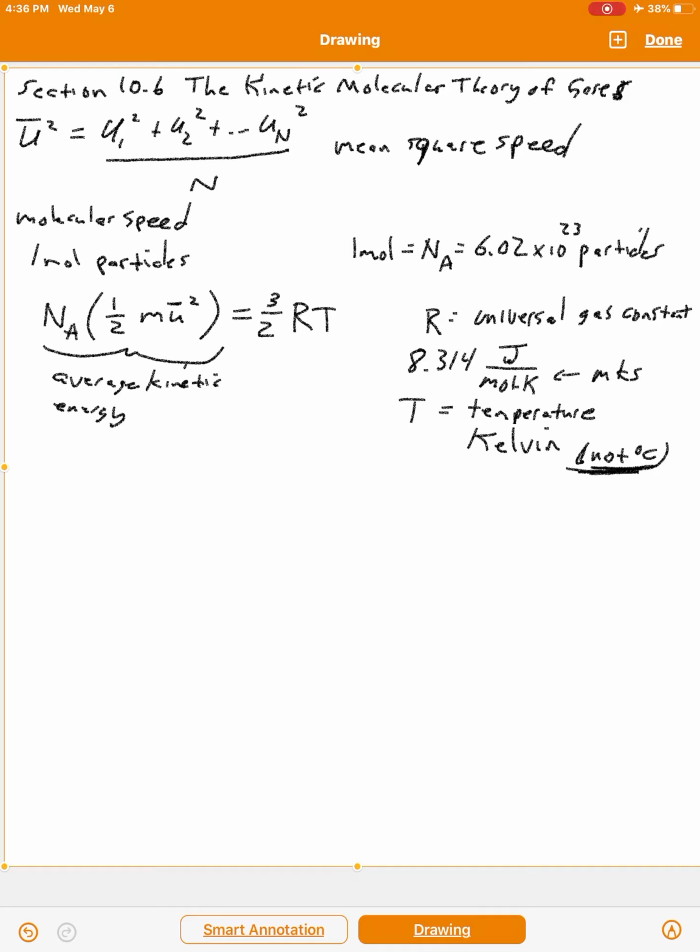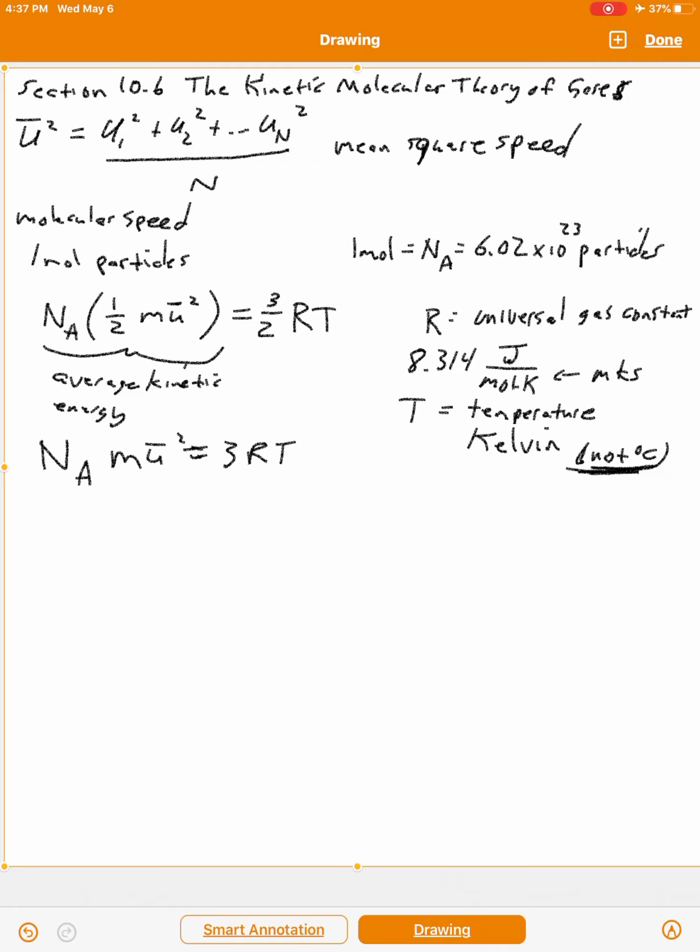So what if we did the following? What if we pointed out that N sub A is a mole. And so I took this equation here, and I notice that there's a half on the left and there's 3 halves on the right. So I can get rid of the half, right? So that would be N sub A times m u bar squared equals 3RT, right? Because that half is on both sides. 3 halves is the same as 3 times a half. Now, what if I then said I want to rearrange this equation and solve for the average speed squared? Okay, so I want to get u bar squared.